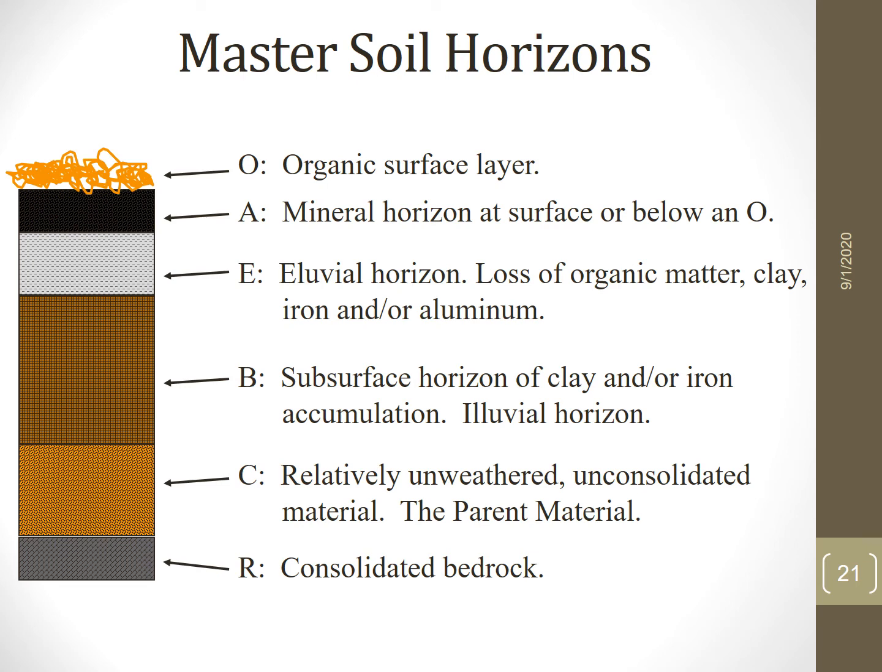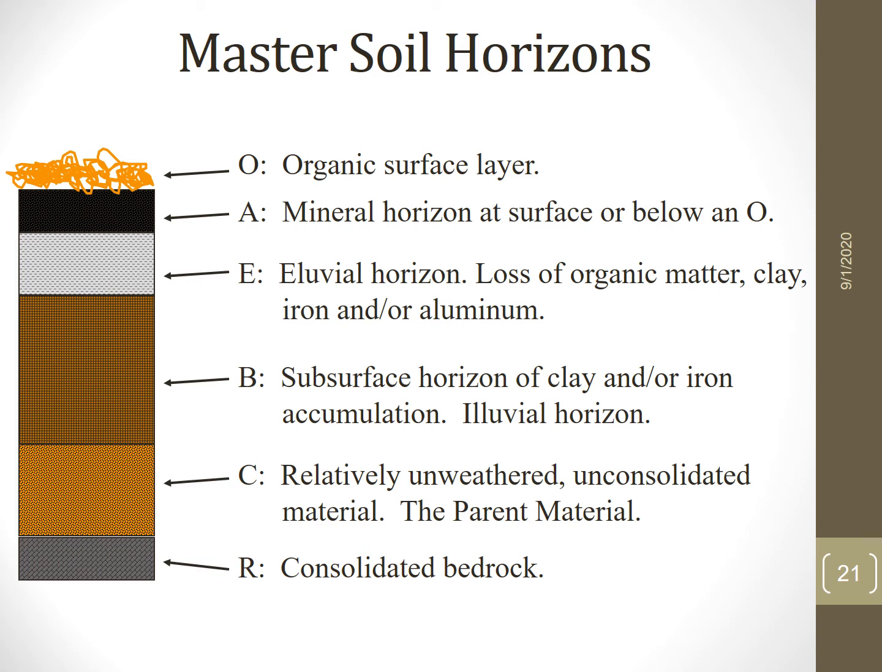An A horizon is what we usually find at surfaces, which is a mineral horizon at the surface, or in the cases of forests or wetland areas, right below that O horizon. An E horizon is an eluvial horizon, an exiting horizon. Things are exiting out of an eluvial horizon. E for exit, that means we're losing organic matter, we're losing clay, we're losing iron, and maybe even aluminum.